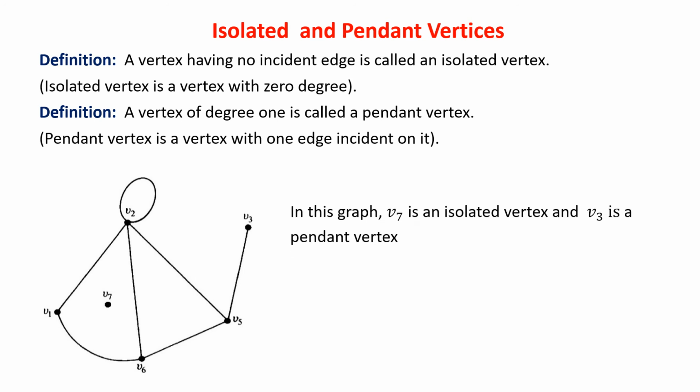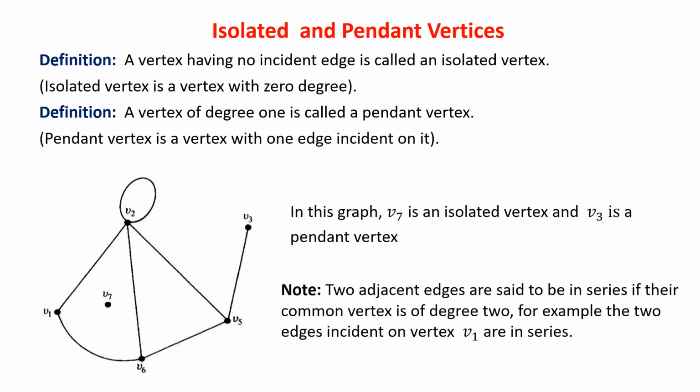Now we have a note. Two adjacent edges are said to be in series if their common vertex is of degree 2. For example, the two edges incident on vertex V1 are in series.